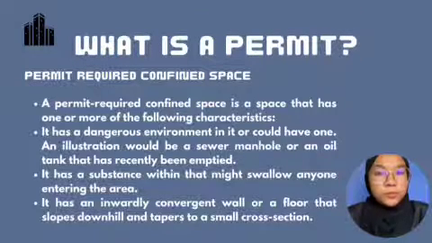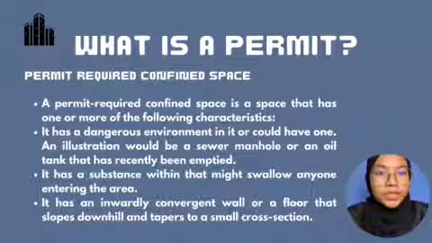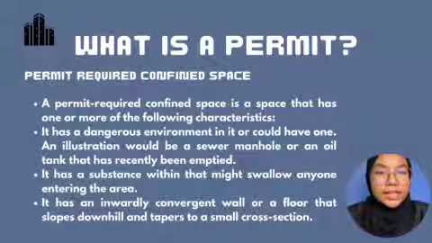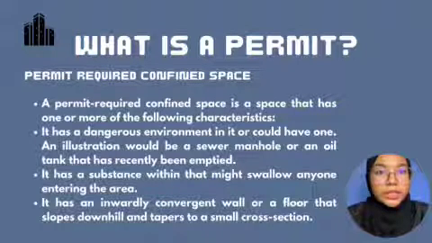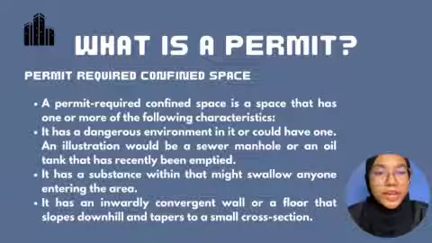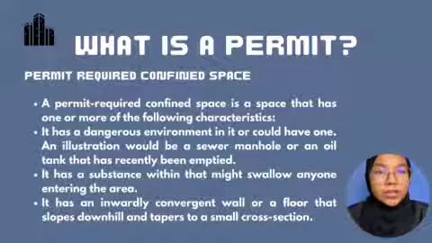Permits are divided into 2 parts. The first part is permit-required confined space. A permit confined space is a space that has one or more of the following characteristics. It has a dangerous environment in it or could have one. It has a substance that might swallow anyone entering the area, and it has inwardly convergent walls or a floor that slopes downhill and tapers to a small cross section.